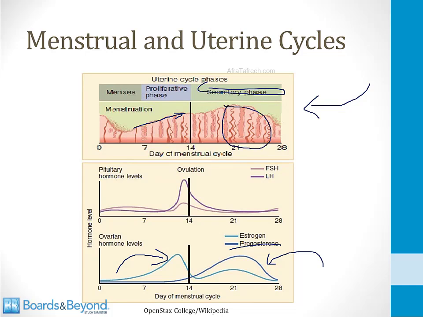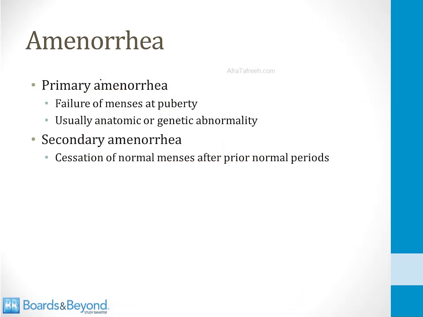these squiggly lines here. For the remainder of this module, I'm going to talk about causes of amenorrhea, or failure to menstruate. And there are many, many causes of amenorrhea, but what I'm going to focus on are the ones that are related to abnormal levels of the female reproductive hormones. First, we need to define a few terms. Primary amenorrhea is failure of menses at puberty, and this is usually due to an anatomic or genetic abnormality.